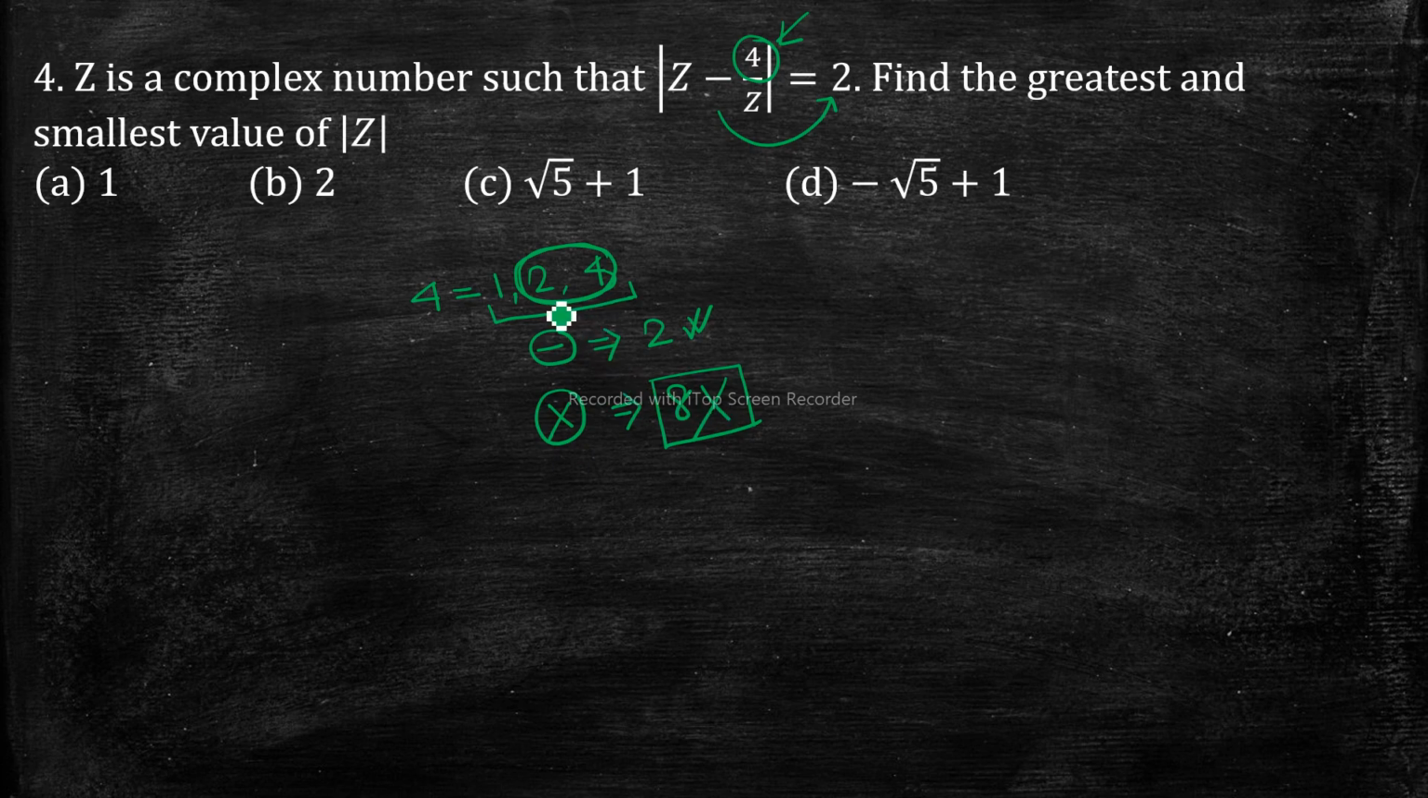So what will the greatest value be? The greatest value will again be by the same method: under root 4 plus 1, and the extra plus 1 will always be there. So ultimately our greatest value will be root 5 plus 1, and our smallest value, the least value, will be the conjugate form of root 5, that is minus root 5 plus 1. Got the points? I think you got my points.